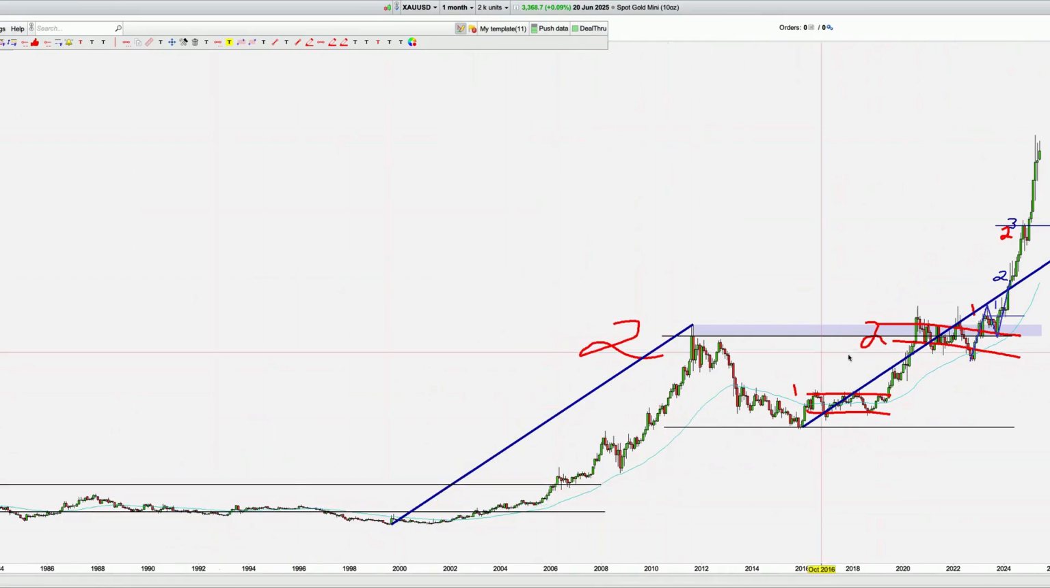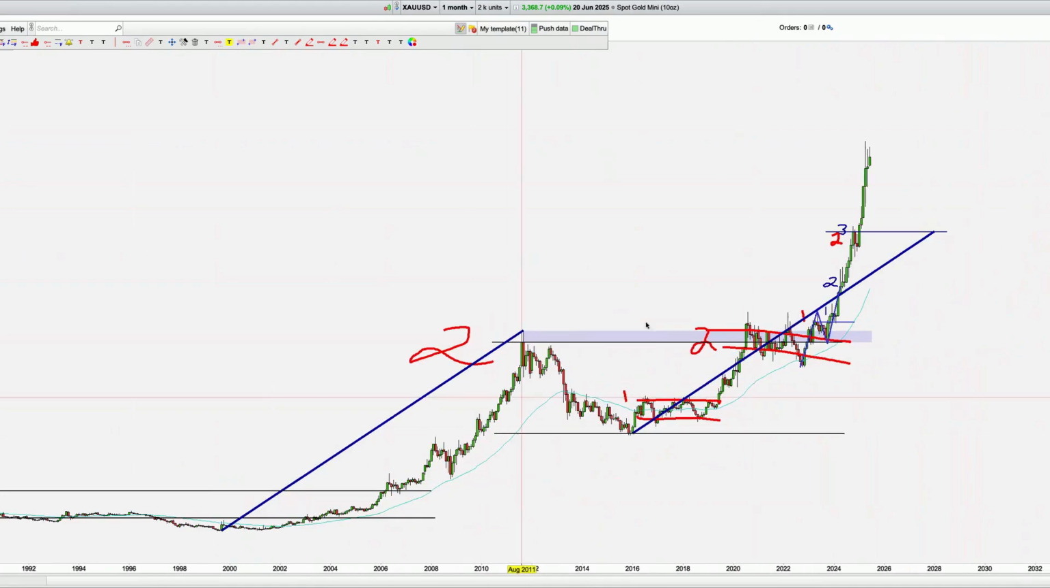We've completed the 1, the 2, 1, 2, 3, or this is a 1 here. We're going to see the 2 and then the 3. We've completed the blue ABCDs. That's extended beyond the ABCDs. Real powerful moves. Not much to say.